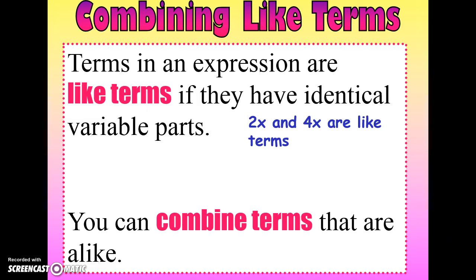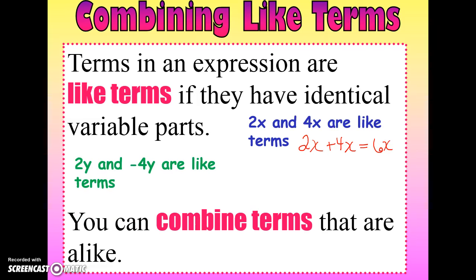2x and 4x are like terms. So if we had something like 2x plus 4x, those are terms. As soon as you hit a plus or minus sign, you've hit a new term. So 2x is the first term, 4x is the second term. Those are like terms. And if you have 2 x's, 4 more x's, you actually have 6 x's.